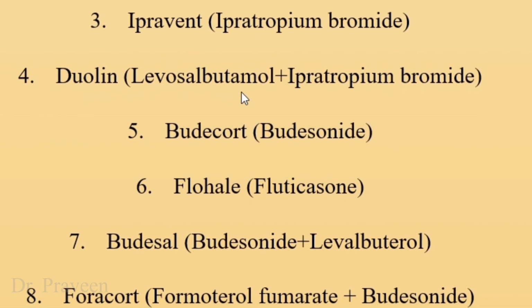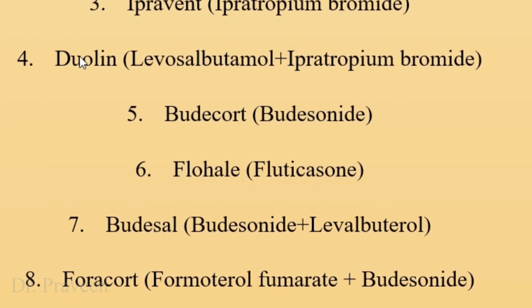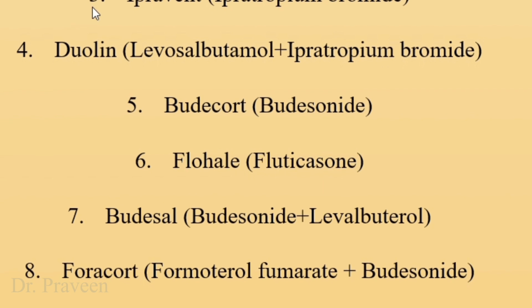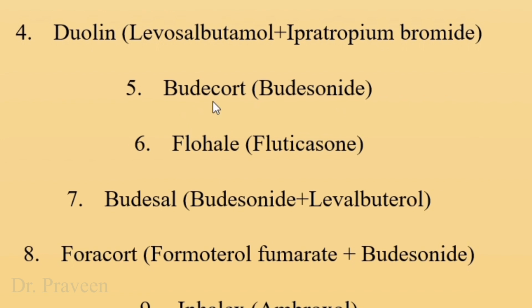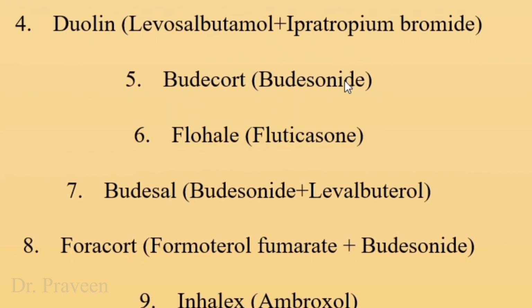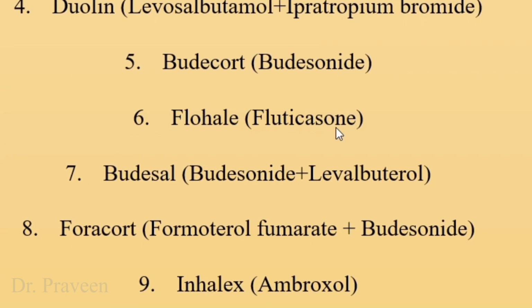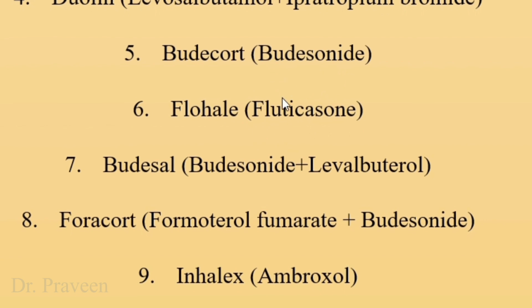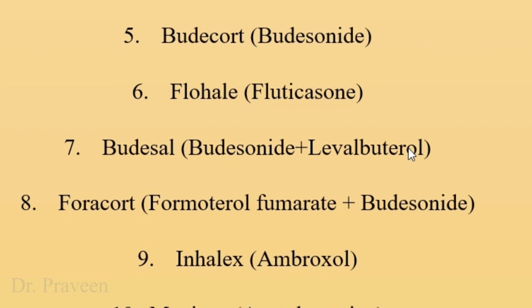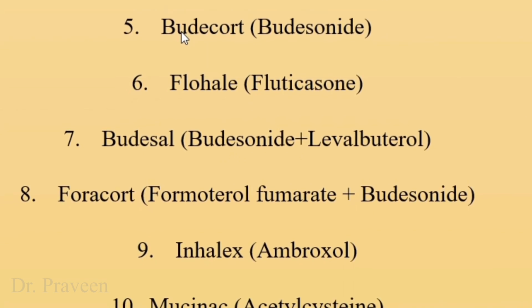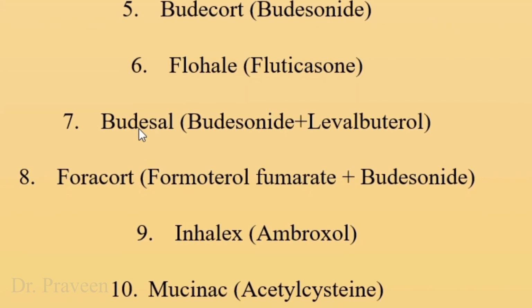Duolin is the combination of levosalbutamol and ipratropium bromide. Duolin is nothing but the combination of 2 and 3, that is levosalbutamol and ipratropium bromide. Budecort is a corticosteroid, that is short acting, SABA, short acting beta agonist. Fluticasone is a long acting one. Both can be used 12th hourly. Budesal, that is budesonide and levosalbutamol. This is a combination of number 5 and number 2. That is the Budesal.